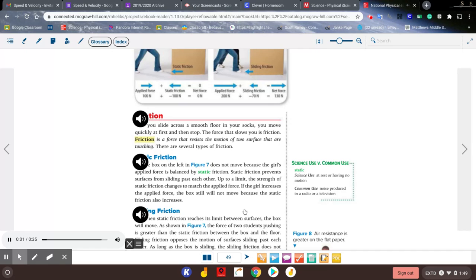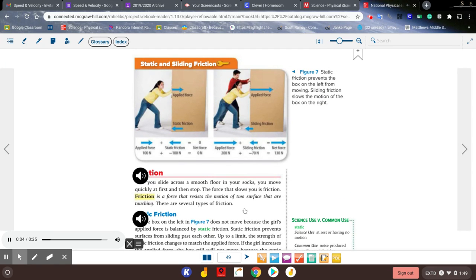Sliding friction. When static friction reaches its limit between surfaces, the box will move. As shown in Figure 7, the force of two students pushing is greater than the static friction between the box and the floor. Sliding friction opposes the motion of surfaces sliding past each other. As long as the box is sliding, the sliding friction does not change. Increasing the applied force makes the box slide faster. If the students stop pushing, the box will slow and stop because of sliding friction.